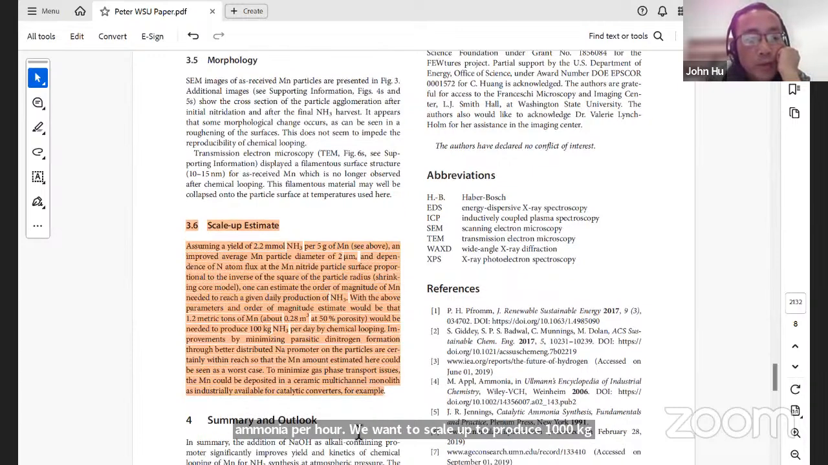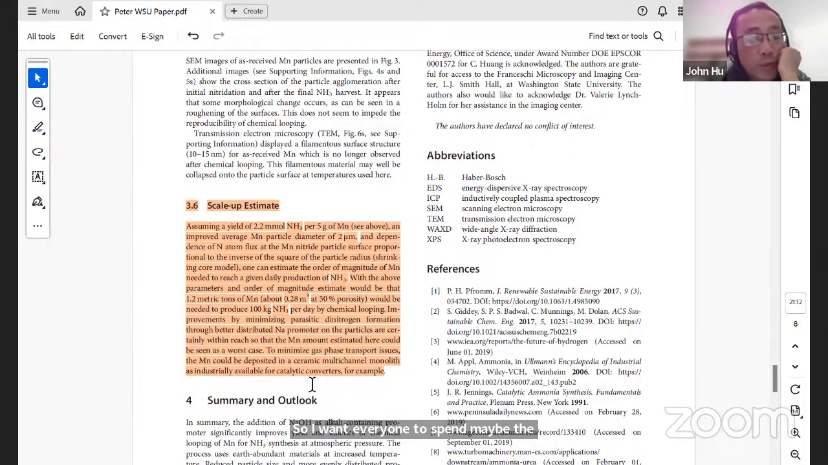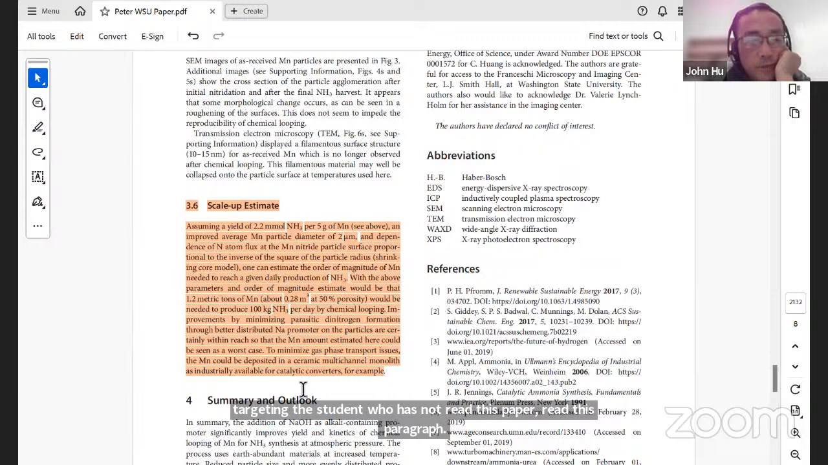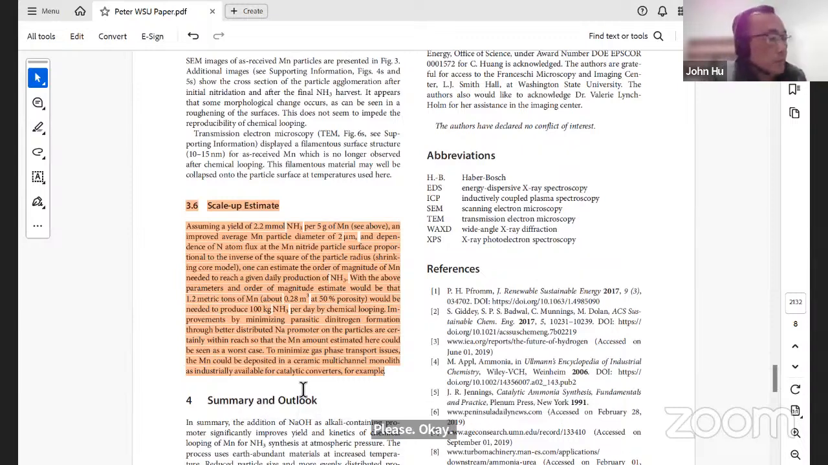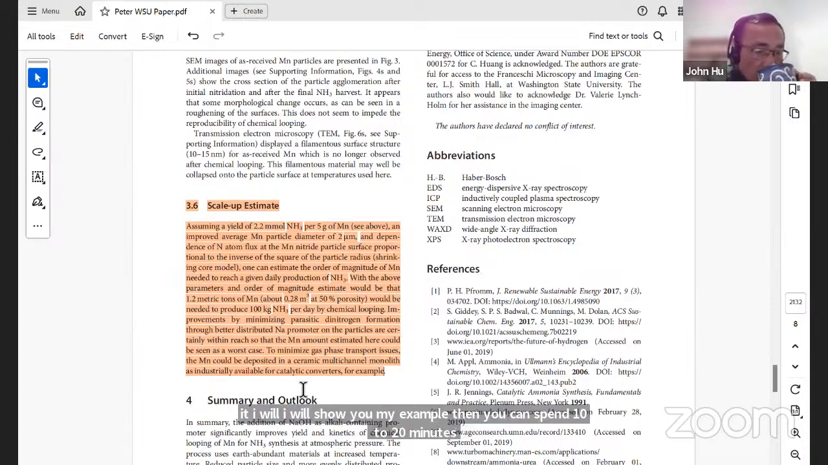So I want everyone to spend maybe 2 minutes, read this conclusion if you haven't read it. But if you read it already, I apologize if you read it again. I'm targeting the student who has not read this paper, read this paragraph, please. Okay. Yeah, read it. I will show you my example. Then you can spend 10 to 20 minutes and do the homework, do the calculation.